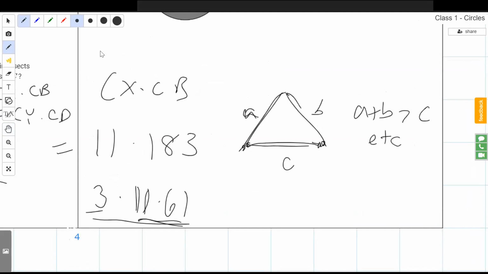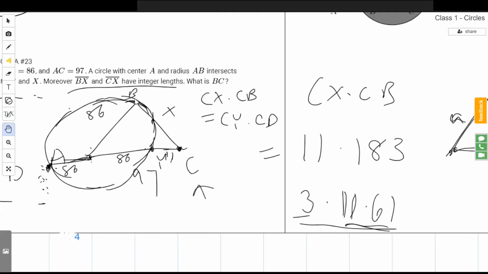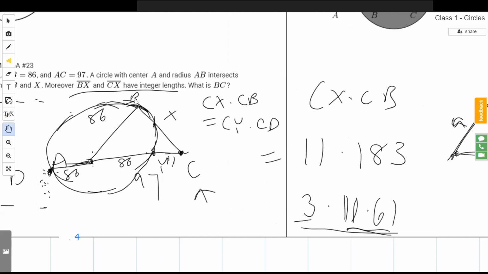So if any of the other scenarios I proposed were the case, then this triangle ABC would not satisfy the triangle inequality, as AC is just 97 and BA is 86. So we know that BC cannot be greater than or equal to 183. Therefore, that takes out both of the cases I presented, which only leaves the one case that CX and CB are just 33 and 61. So our answer is 61.